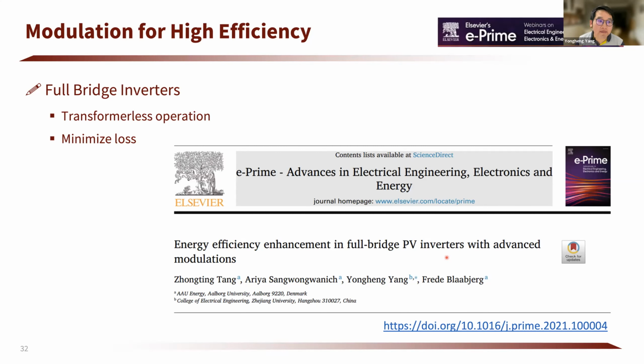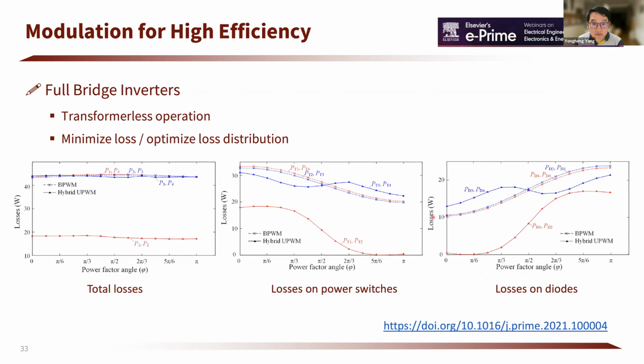And in terms of modulation to improve the performance of power converters, I further give an example, which is published on ePrime. This is energy efficiency enhancement in full-bridge PV inverters with advanced modulations. We demonstrated different modulation strategies on full-bridge inverters and transformerless operations. We compare the different modulation strategies in terms of how they can achieve power loss minimization or reduction.